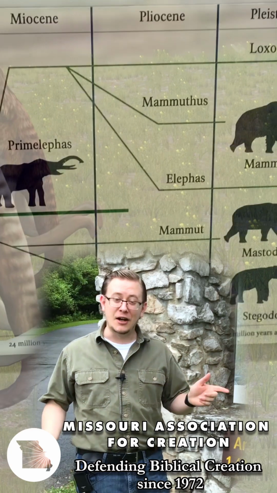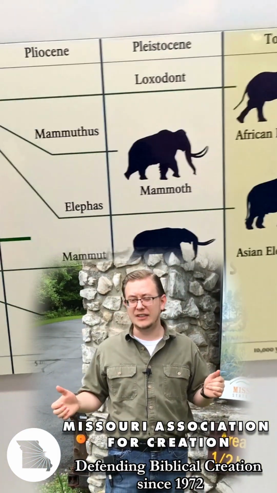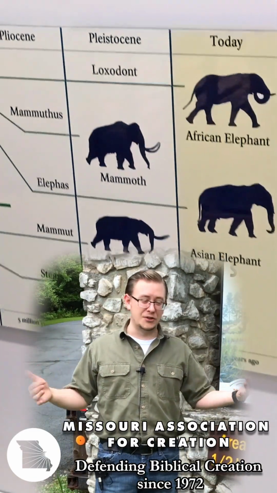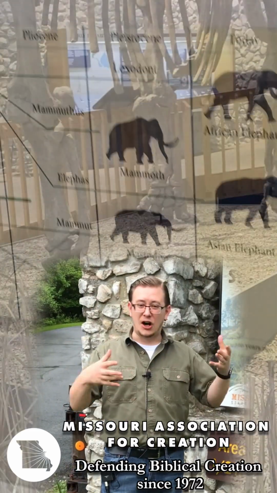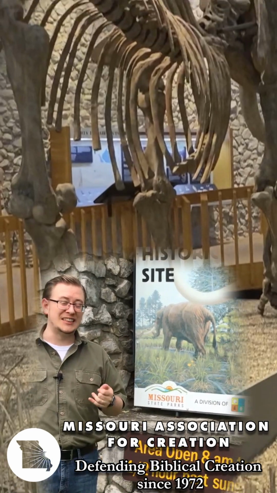At the visitor center here at the historic site, mastodons, mammoths, Asian and African elephants, and other extinct members of the Proboscideae family are assembled together into what's called an evolutionary tree, with a common ancestor from which all the various subspecies of Proboscideae animals descended.